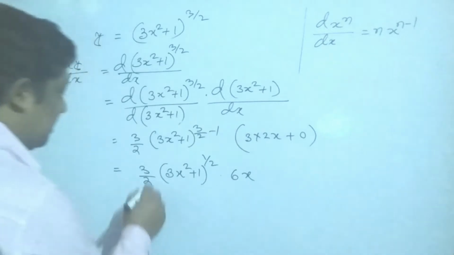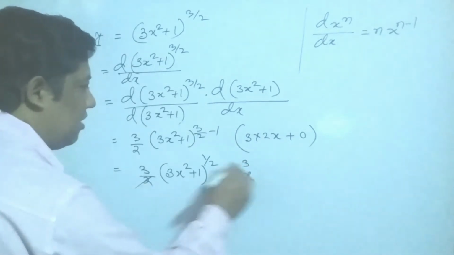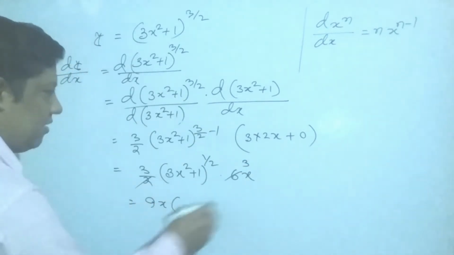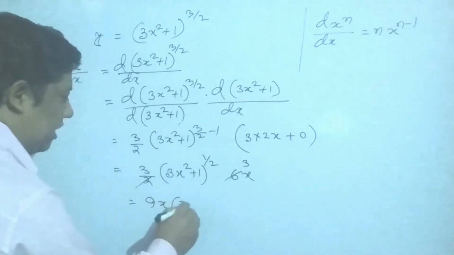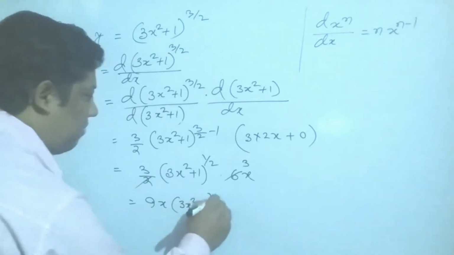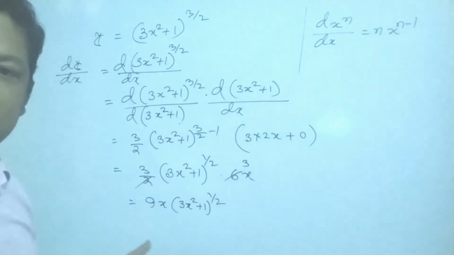Respectively, 0 to 6x. So my students, now this term can be expanded. Then you get the identity b squared minus a squared, b cube minus a cube, 9x and 3x squared plus 1 power I have. So that is your answer, my dear students.